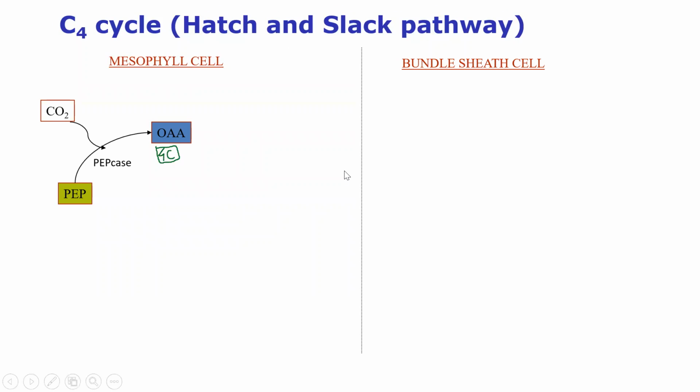Now, once the oxaloacetate is formed, it gets converted into malate or malic acid. So the NADPH is being utilized, right? NADP plus is being formed. So malate is actually being formed, right?